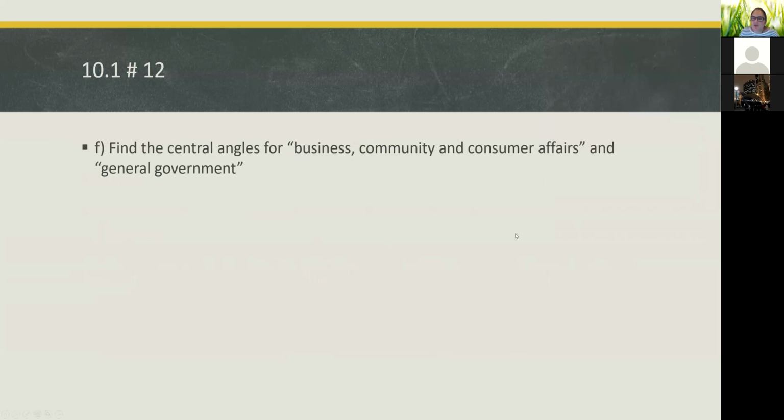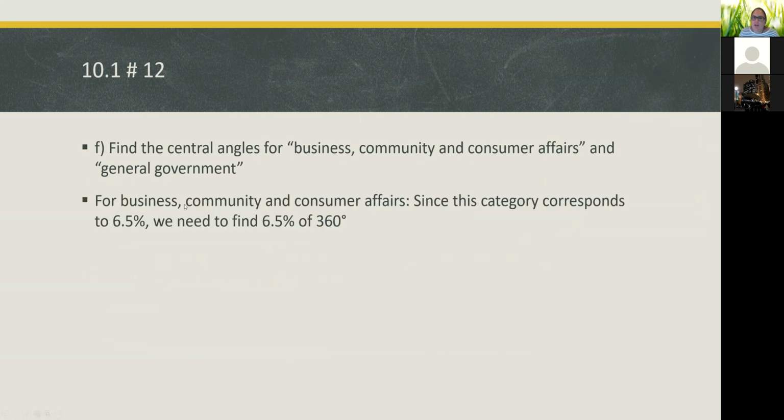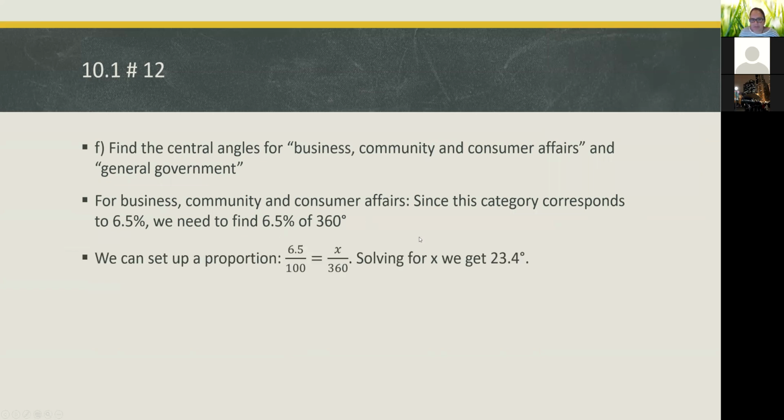Next, we want to find the central angles for these 2 categories. The first category is business, community, and consumer affairs, and the second category is general government. For business, community, and consumer affairs, the category corresponds to 6.5%. That means we need to find 6.5% of 360. We can set up a proportion again. We do 6.5 over 100 equals x over 360, and that will give us 23.4.